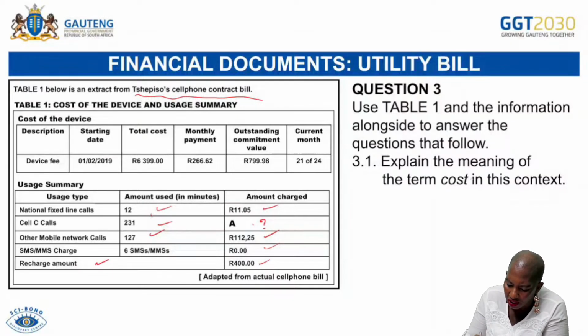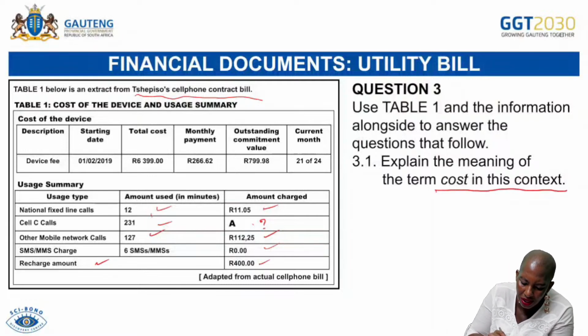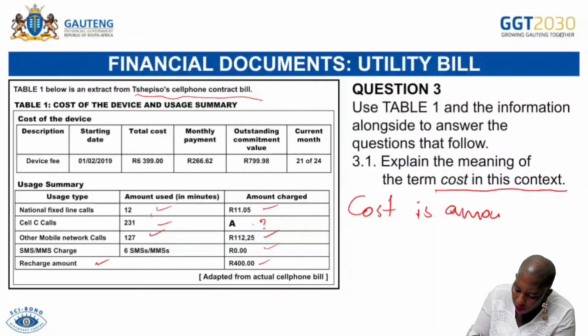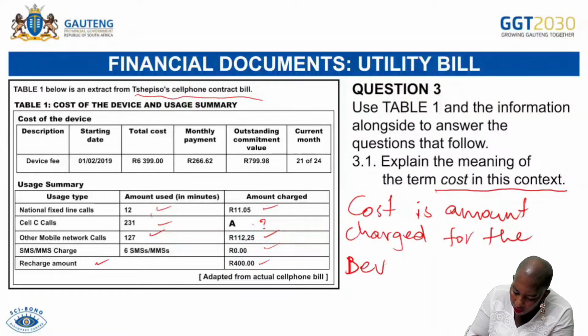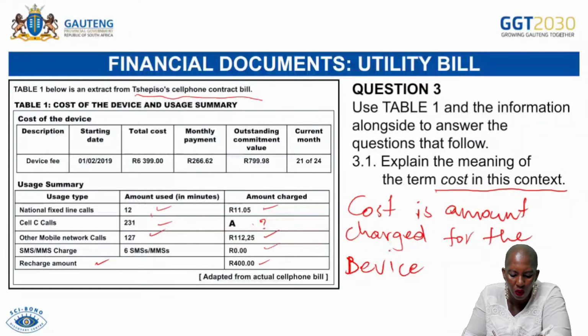Explain the meaning of the term cost in this context. So what is the cost here? It says the cost is the amount charged for the device. Which device? For this cell phone. This is what they are charging.